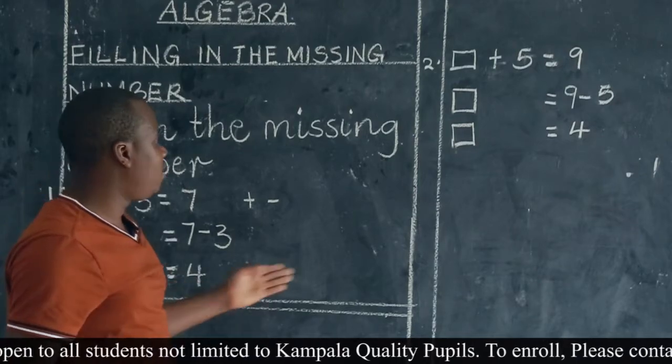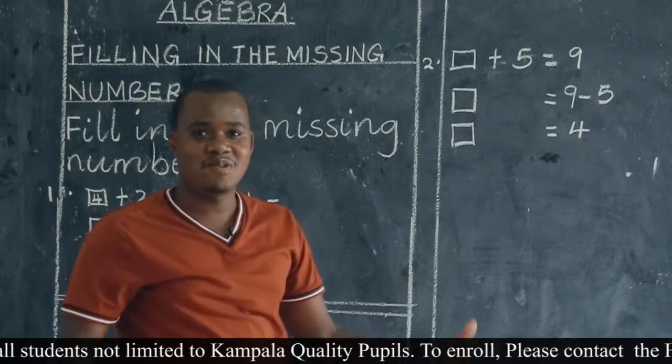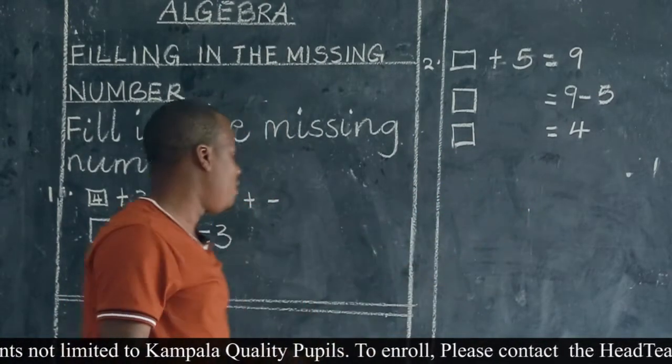So 9 take away 5, we shall get 4. So we have got here 4, here 4. Don't think all answers will bring 4. They can bring different results depending on the numbers. I think you are following.